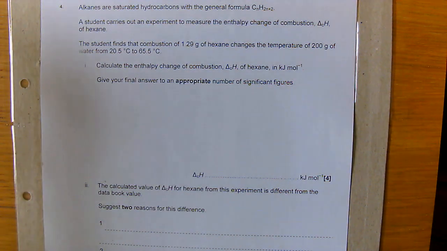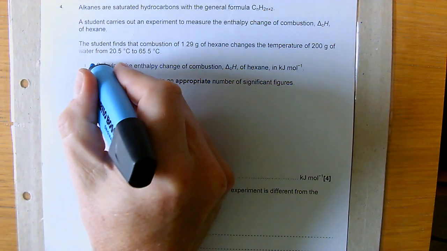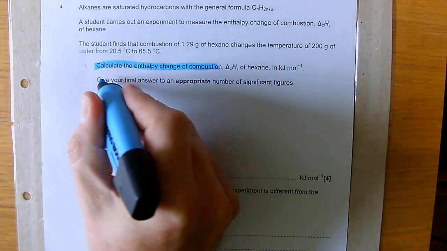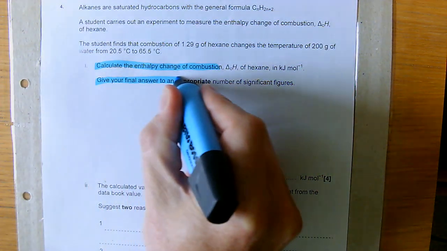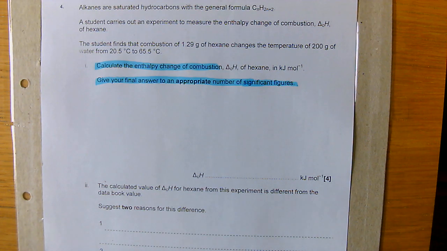And then we get to the meat of the question. Calculate the enthalpy change of combustion of hexane in kilojoules per mole and give your answer to an appropriate number of significant figures. So we are calculating the enthalpy change of combustion, and this bit's important, giving our answer to an appropriate number of significant figures. So we need to work out what an appropriate number of significant figures actually is.